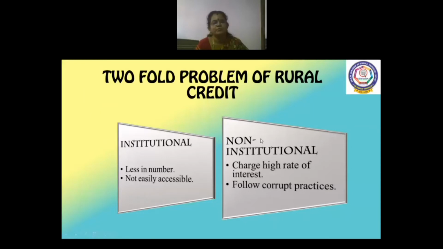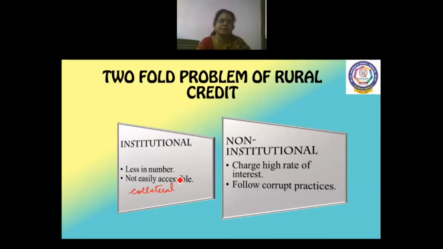The problem of rural credit is twofold. Institutional credit: there are fewer banks in rural areas. Hence, it is not easily accessible for a farmer. Moreover, these institutional sources of credit demand collateral. So the farmers prefer going to non-institutional sources of credit rather than the institutional sources of credit.